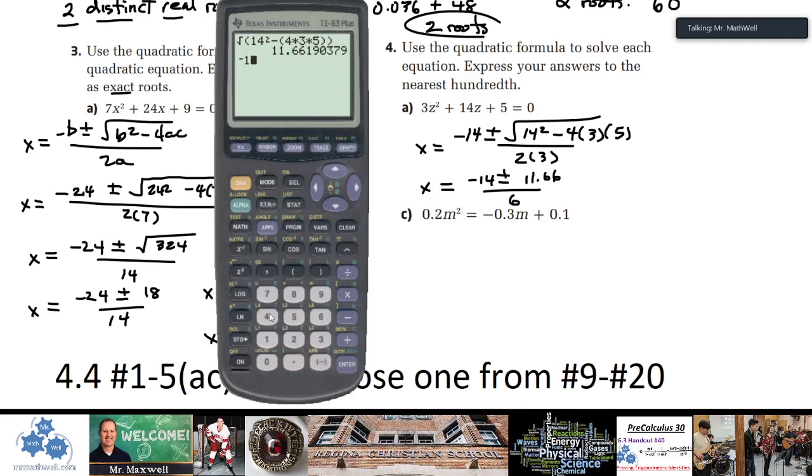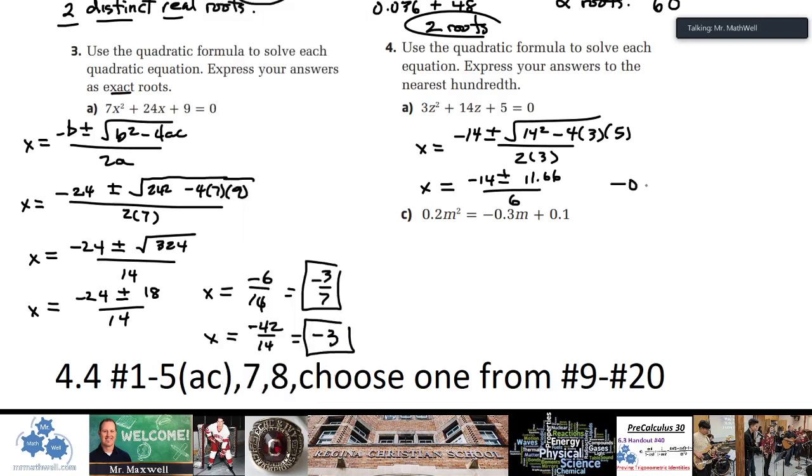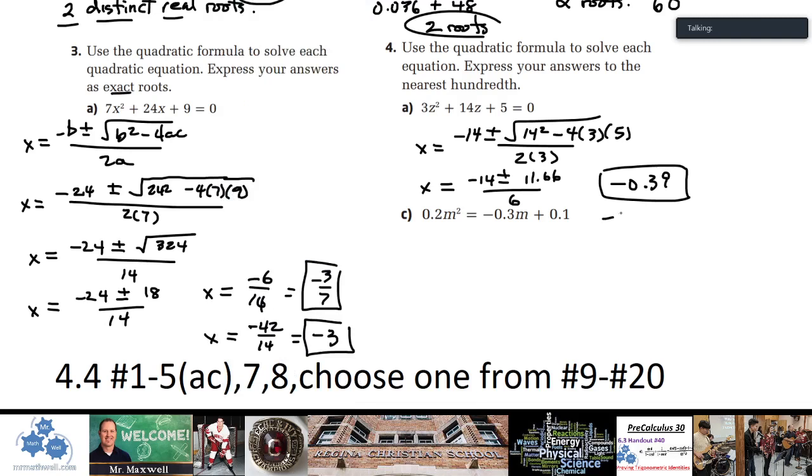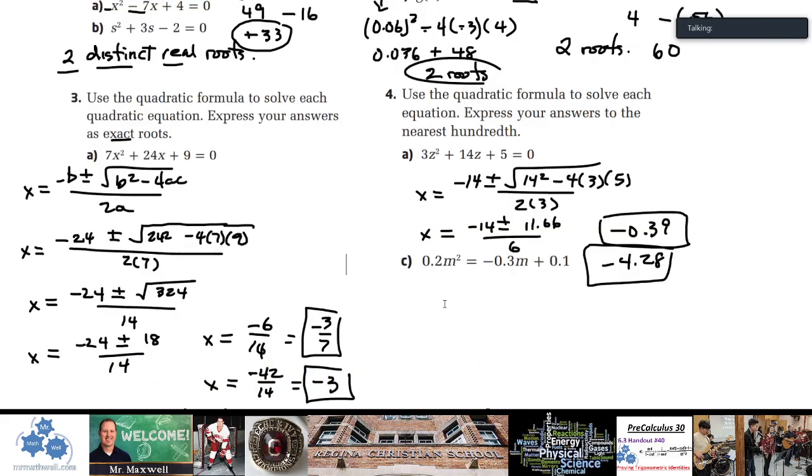Then you get the calculator to take the rest. So let's try negative 14 plus 11.66, equals, divided by 6, is negative 0.39. And we'll try the other one: negative 14 minus 11.66, equals, divided by 6, equals negative 4.28. Okay, so it looks like those would be your 2 answers for 4a, and we'll check that. Okay, so those answers are checking out.